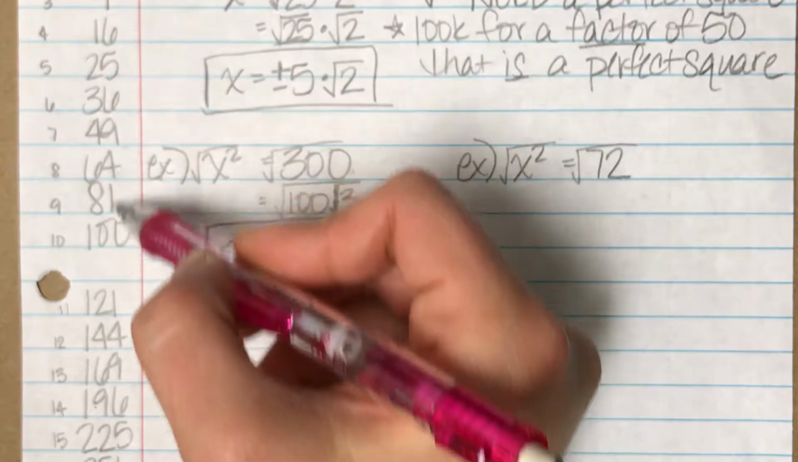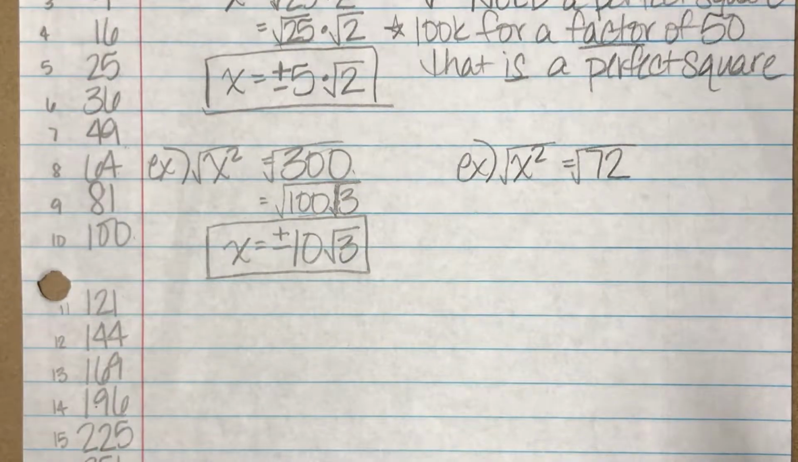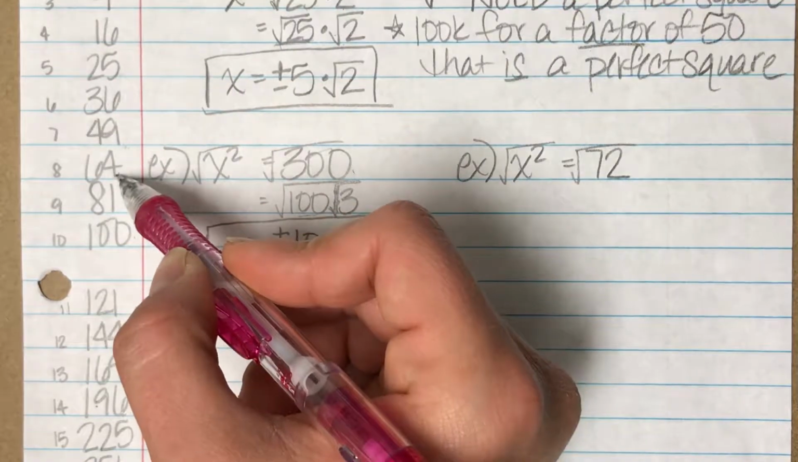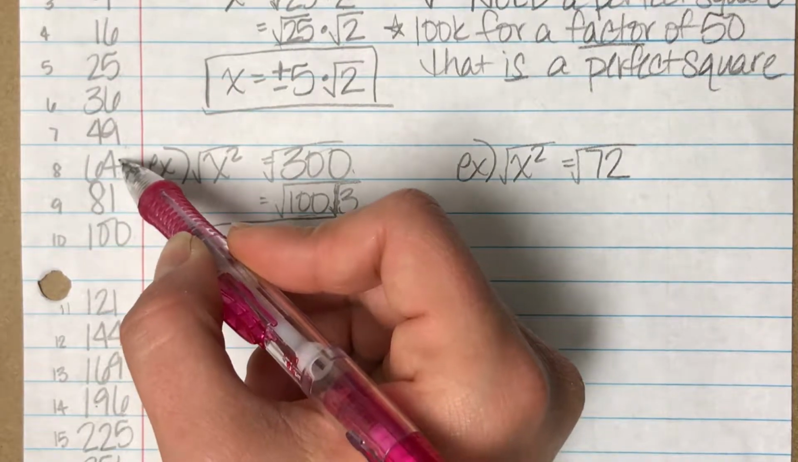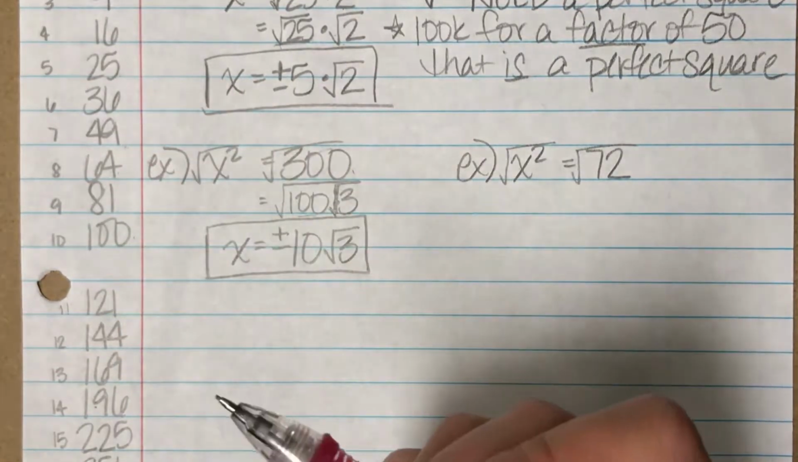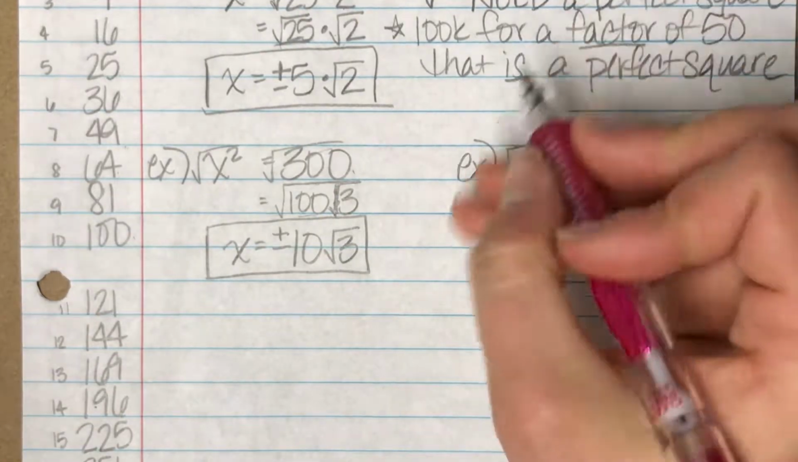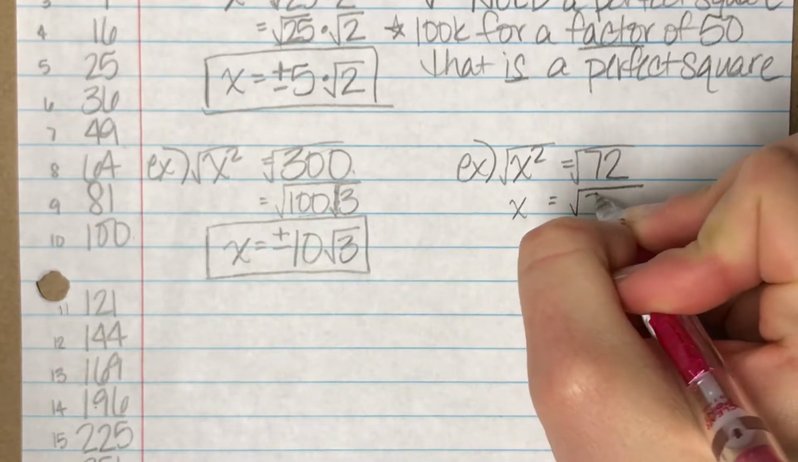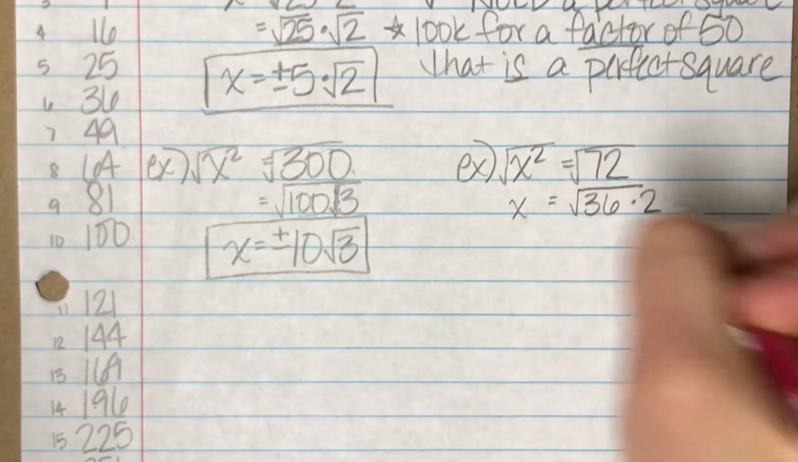72 is not on this list. It is not a perfect square. So I'm going to look for a perfect square that goes into 72. Start biggest and start working your way down, and pause it if you need it. But you end up with, okay, so I can call that 36 times 2.